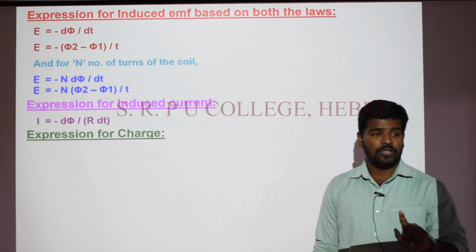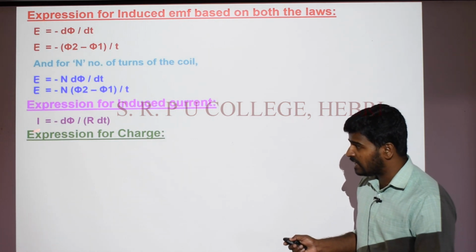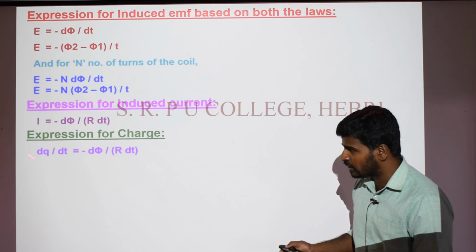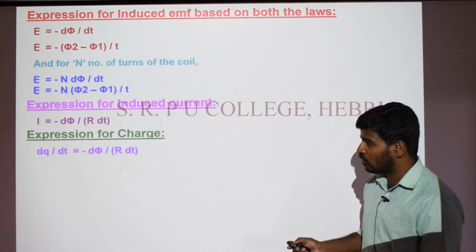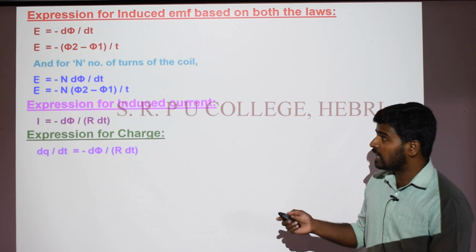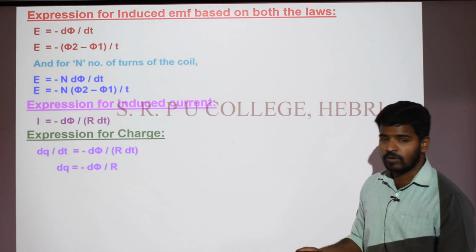What about electric current? The time rate of flow of electric charge is called electric current. Therefore, I is equal to dq divided by dt, which is equal to minus d phi divided by R times dt. Hope that is clear. These are the expressions used for competitive exams or in 3 mark or 1 mark numericals.